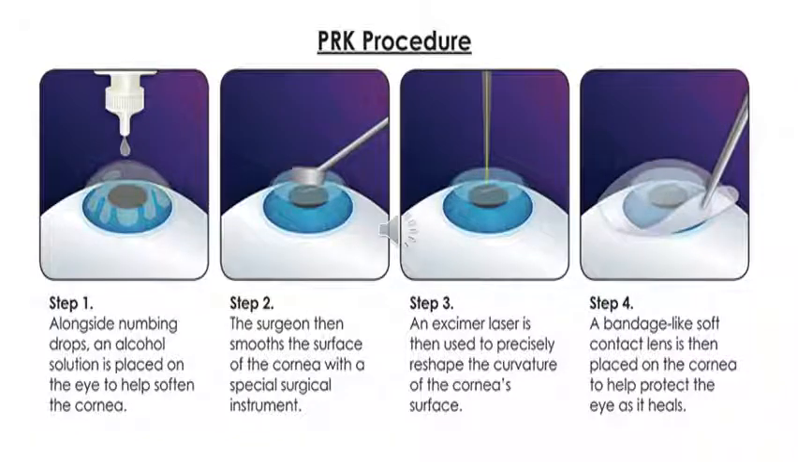This is the PRK procedure, photorefractive keratectomy. We will remove the epithelium by scraping it. Usually the type of anesthesia used either in PRK or in LASIK is the same, which is topical drops. This is enough. After removing the epithelium, the excimer laser is directed to the surface of the cornea to change the curvature, and a bandage soft contact lens is applied to promote healing and decrease pain.